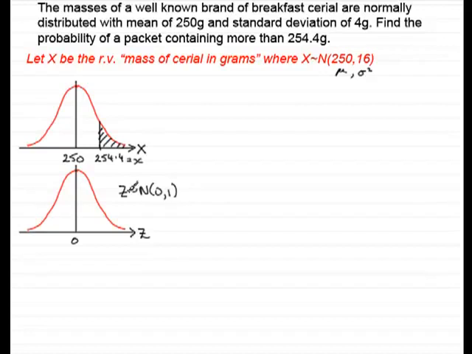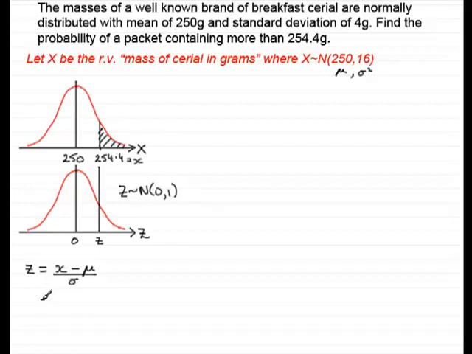And what we do is we project this down here and work out this corresponding Z value. Now Z represents the number of standard deviations that the observed value is above or below the mean. And to work that out, we use this formula, which you should already know, which is Z equals the observed value minus the mean, all over the standard deviation sigma.